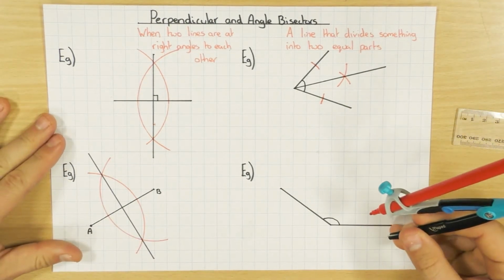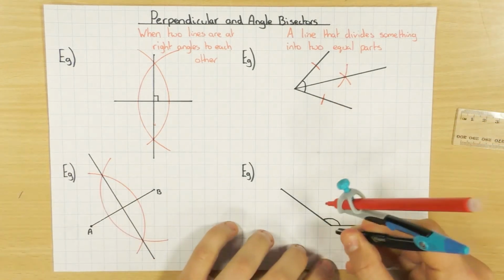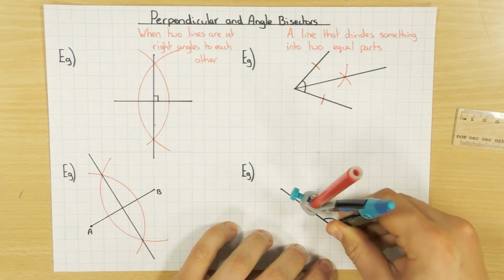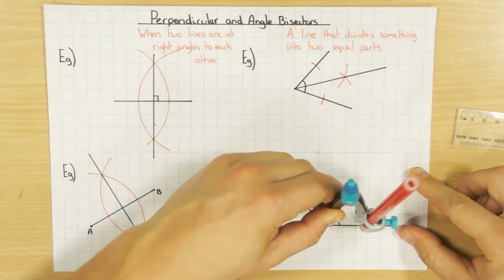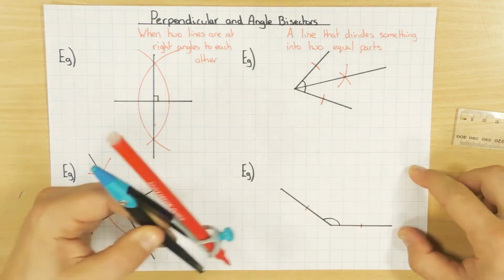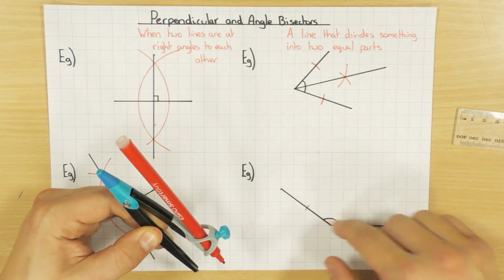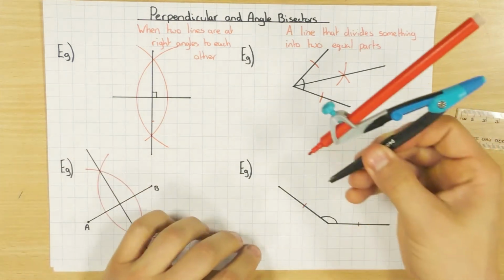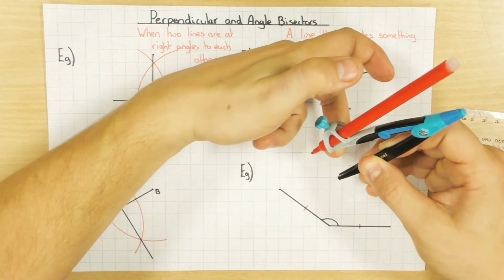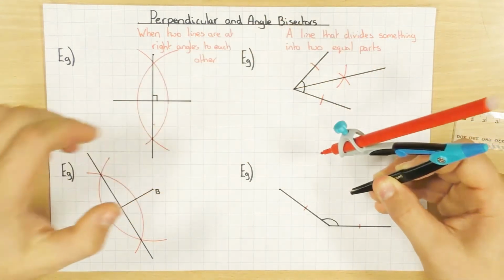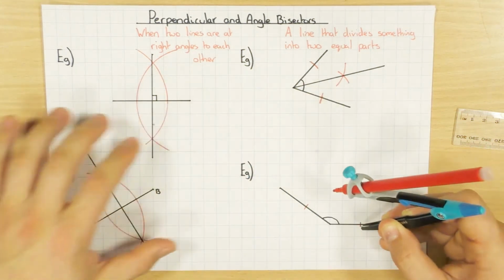So get your compass, and again, make a mark on one line, make a mark on the other line, so these are the same distance away from that point. Again, get your compass, and I'm just going to make it a little bit wider, because otherwise I'm not sure they're going to intersect like this here.